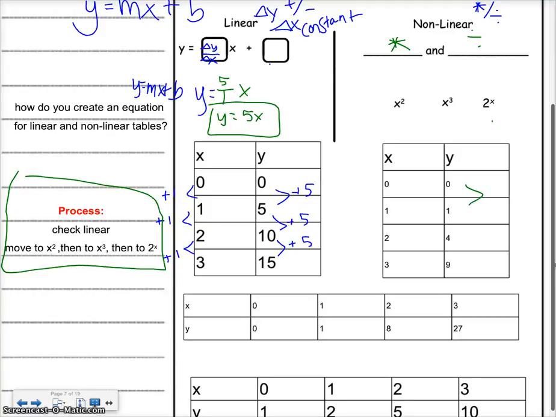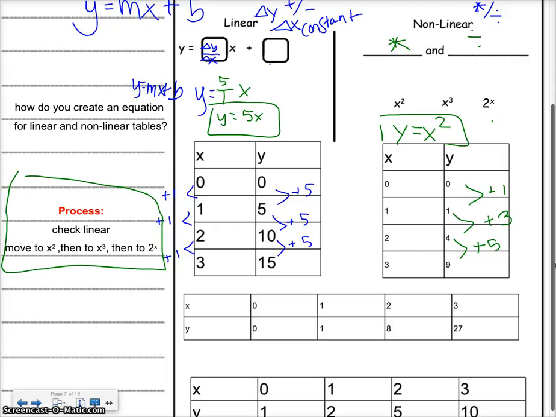Okay, so then check these. Checking to see if it's linear, that's my process. So plus 1, what's this? Plus 3. Nope, not linear. Plus 5, that stinks. That's not linear. So now I have to try x squared. What's 0 squared? 0. Okay, that doesn't really count. What's 1 squared? 1. Okay, that works. What's 2 squared? 4. What's 3 squared? 9. Oh, found it. You're not usually that lucky. Y equals x squared.